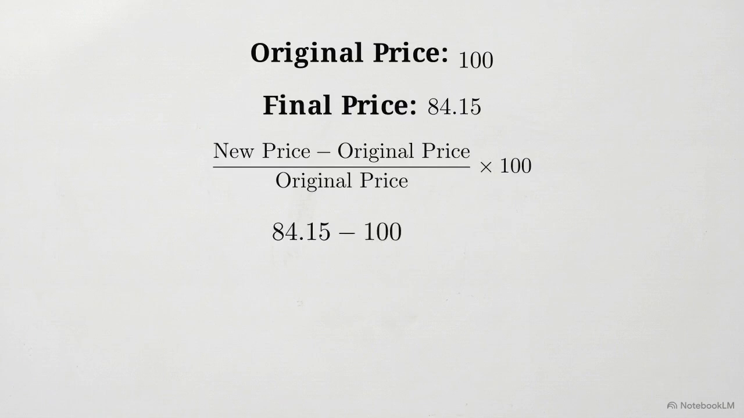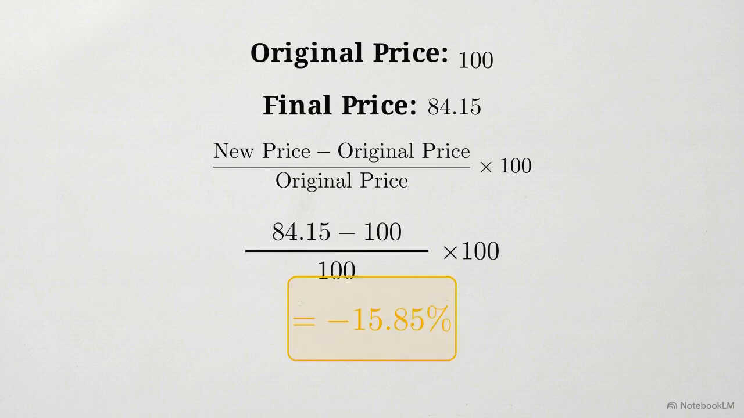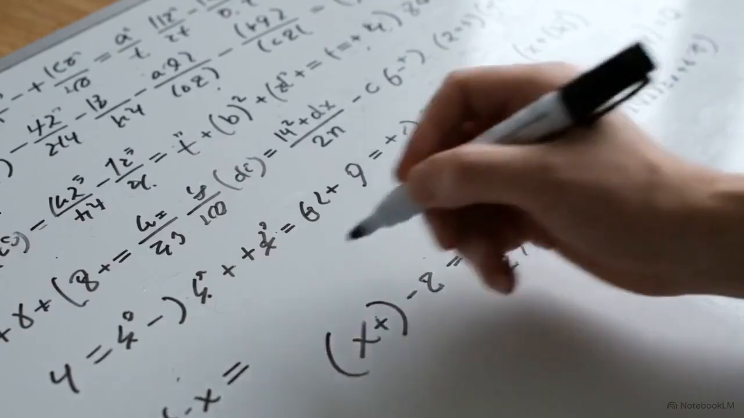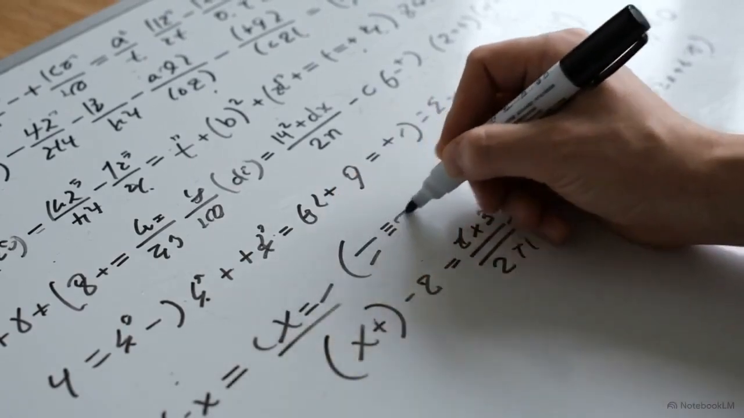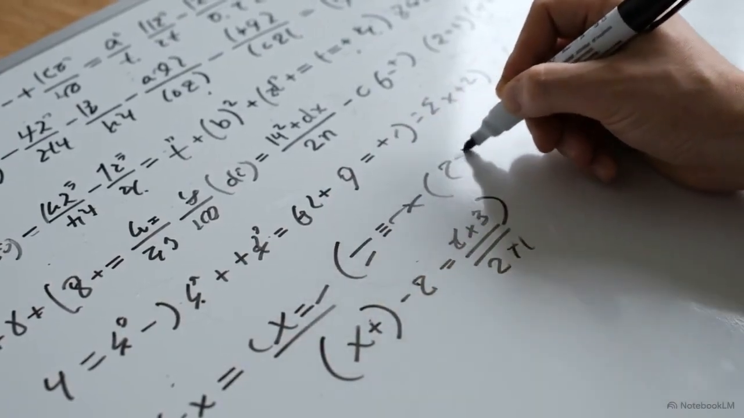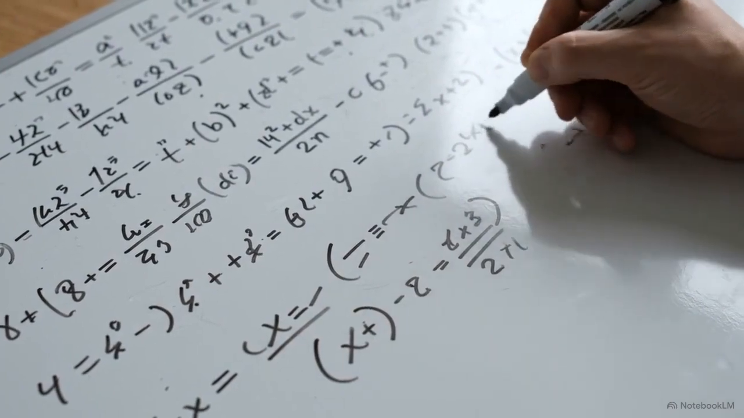Now we just bring back our golden formula. We take the final 84.15, subtract the original 100, divide by 100, and multiply by 100. The result is a net decrease of 15.85%. Because every single change acts on a brand new baseline, using decimal multipliers is the most accurate way to track sequential trends without losing place.